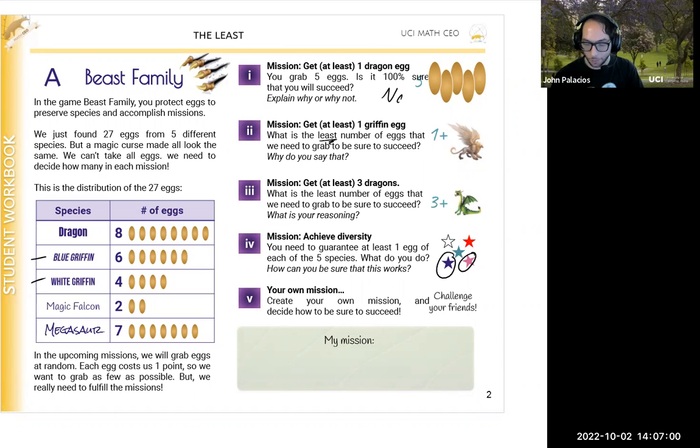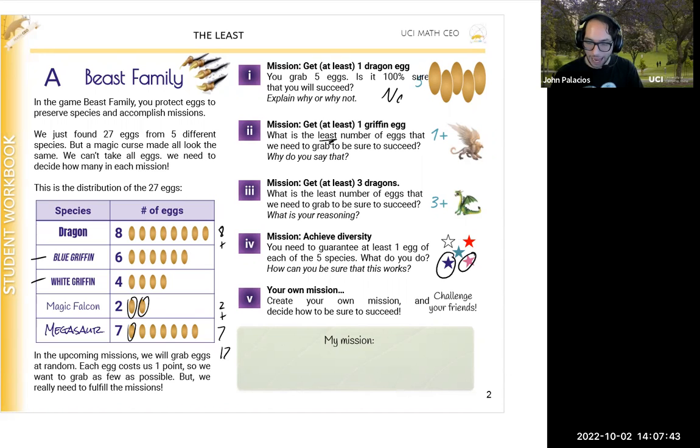Like, say, for example, what if we want to talk about what kind of draw we need in order to fail? For example, we could draw magic falcon eggs, 2 of them. We could draw 7 of the megasar eggs, 8 of the dragon eggs, and we still wouldn't have drawn a blue griffin egg or a white griffin egg. So there are 2 eggs we drew here, plus 7 eggs and 8 eggs there, for a total of 17 eggs drawn without drawing a single griffin egg. This is the worst case scenario, but this could happen.